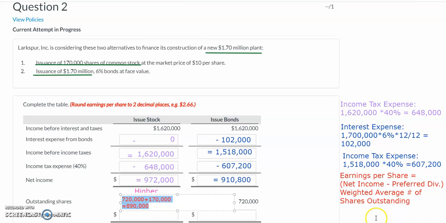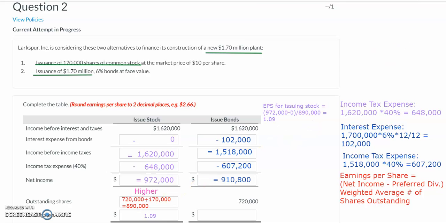Then we can start with our earnings per share calculation. For our stock, go ahead and include this calculation up here. Our earnings per share is going to equal our net income of 972,000 minus 0, because we don't have any preferred dividends in this problem, divided by 890,000. And when you do your math here, you're going to end up with 1.09. So earnings per share will be 1.09.